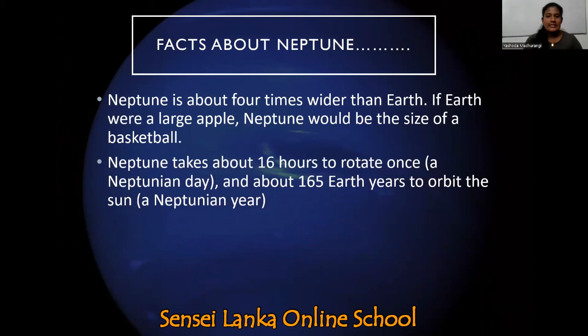Neptune takes about 16 hours to rotate. So, a Neptunian day. Earth day, Jovian days, Uranian days, Neptunian days. Learn about them. And about 165 Earth years to orbit the sun. 165 Earth years.